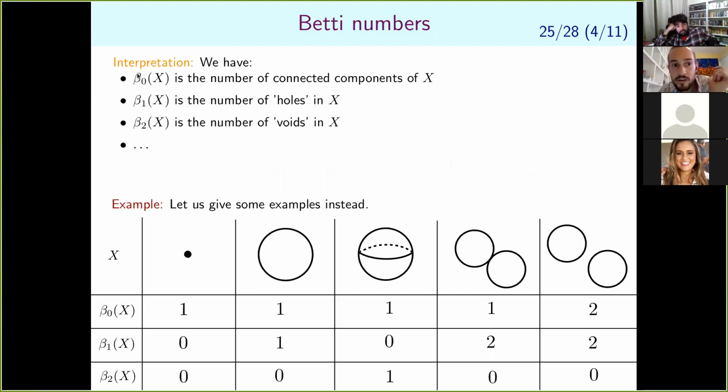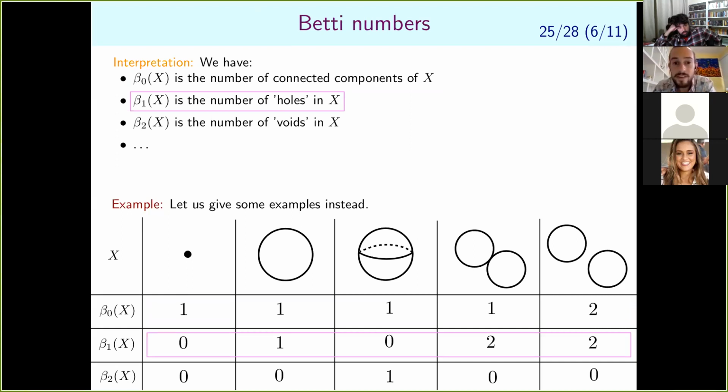First, beta 0, the first Betti number, is actually the number of connected components of your space. It's a theorem. You can prove that. So the point, the sphere, the circle, the sphere, two circles connected, all of these have one connected component. But at the end, these two disconnected circles have two connected components, right? We can read the number of connected components in the Betti numbers, the 0th one.